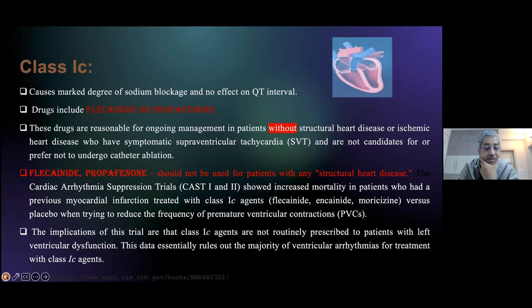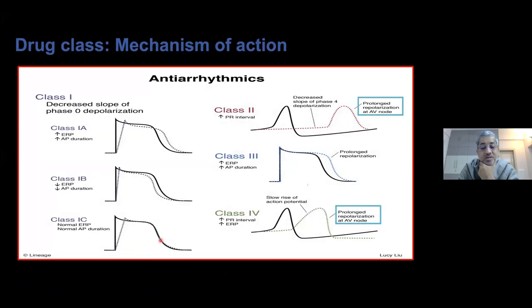So let's see the previous slide once more. There is a marked decrease in sodium entry into the abnormal muscle. Remember, these things are being discussed not for the sinus node, but for the muscle which is reacting abnormally. So when you are talking about ventricular arrhythmia, this is the Purkinje fiber or the ventricle where this medicine is acting.